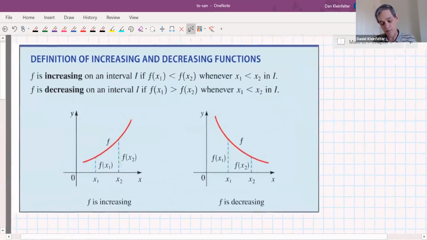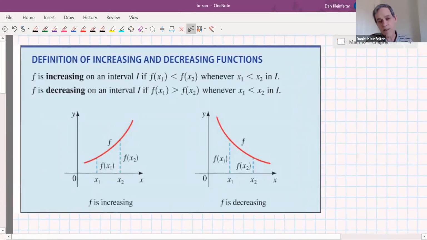This one is taken from a different book. This one is a little more formal looking. f is increasing on an interval I if f of x1 is less than f of x2 anytime you have points x1 and x2 in I and x1 is smaller. So what this says basically in symbols is if x1 is on the left, then its function value will be less than the other function value.